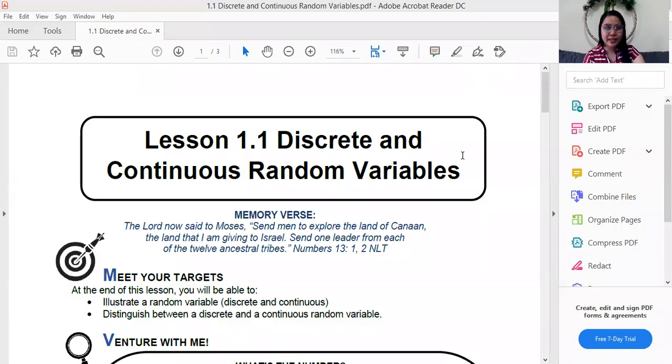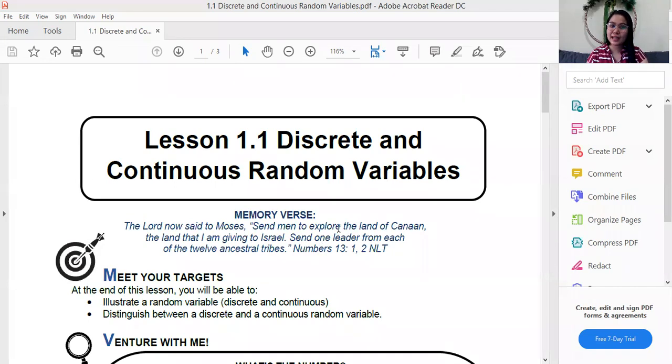Lesson 1.1 is about discrete and continuous random variables. And our memory verse for today is found in Numbers 13, verses 1 and 2. It says, "The Lord now said to Moses, 'Send men to explore the land of Canaan, the land that I am giving to Israel. Send one leader from each of the 12 ancestral tribes.'"